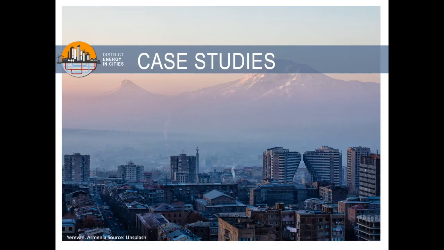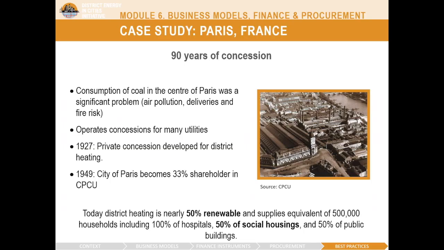Let us now have a look at a few case studies to better understand some of these concepts. Best practice: Paris, 90 years of concession. Paris was facing poor air quality issues due to coal usage for heating purposes. To overcome this, in 1927, CPCU, a private company, started developing district heating under a concession contract. Around 20 years later, the City of Paris purchased 33%, making CPCU a public-private joint venture.